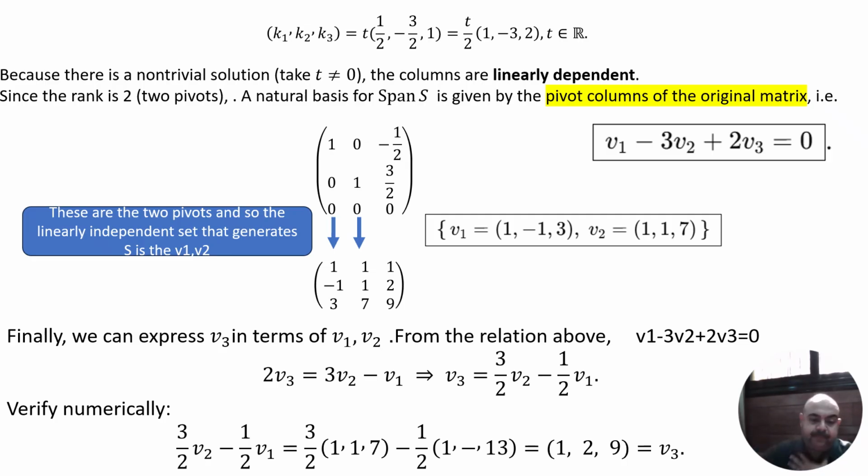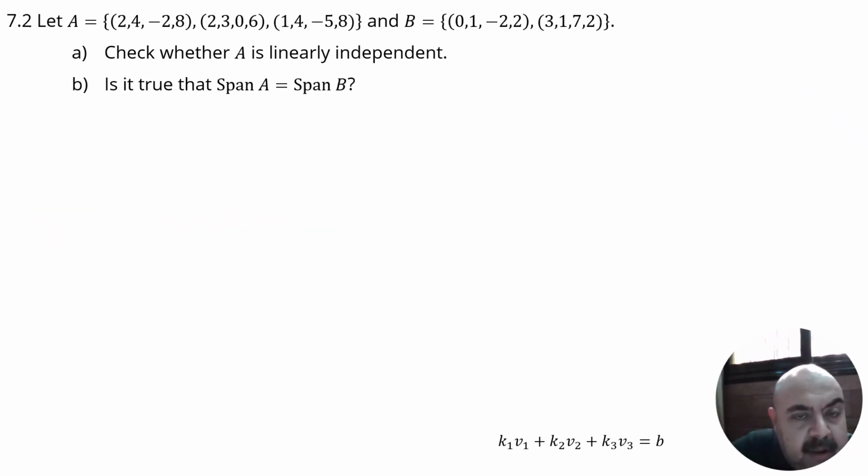To come to the second question, he's asking you whether this set of vectors A is linearly independent or not, which is very simple. Then, is it true that span A equals span B? We will see about this.